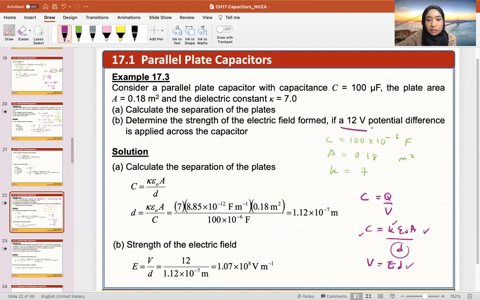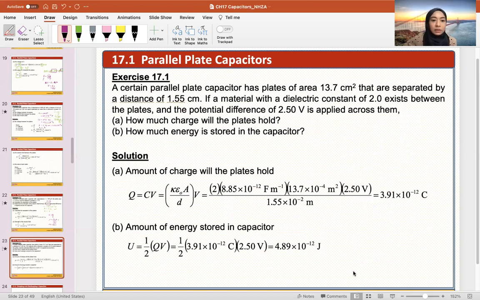If a 12 volt potential difference is applied. So I did not notice this one. So V is given as 12. So I know what is V, I know what is D, so I can solve for E. Okay, senang, senang gila. Tolonglah score. Okay, equation je. Okay, next one.